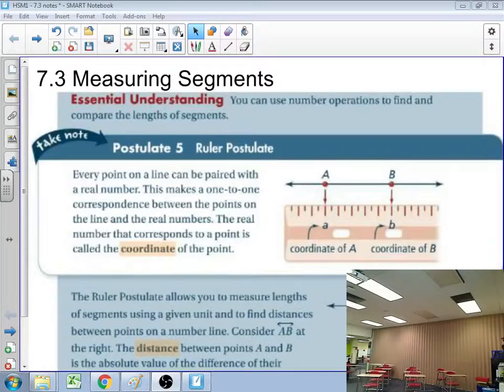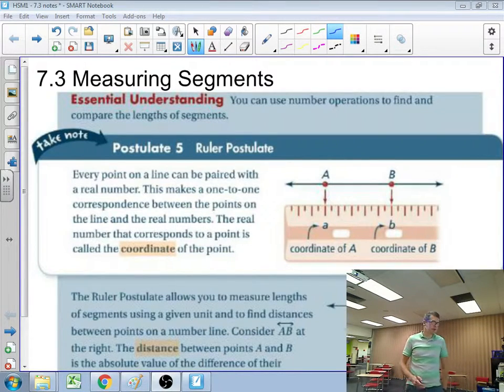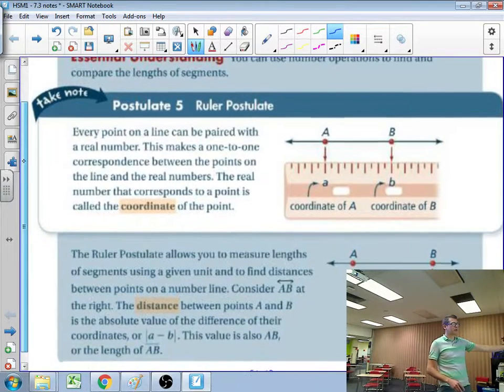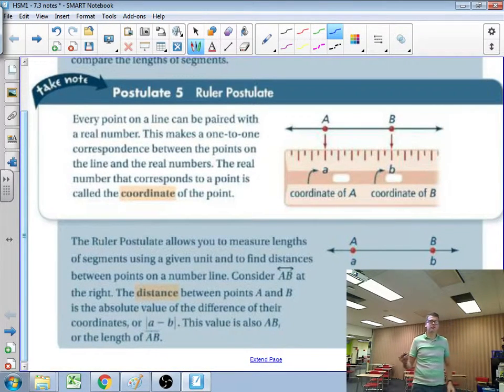Hello again, guys. We are back with measuring segments 7.3. So this will hopefully be a fairly brief video, but obviously we can measure segments. Like, you can take a ruler and you can measure it, but what about when we don't have a ruler, or when we have to compute it, when the points are already on a number line?